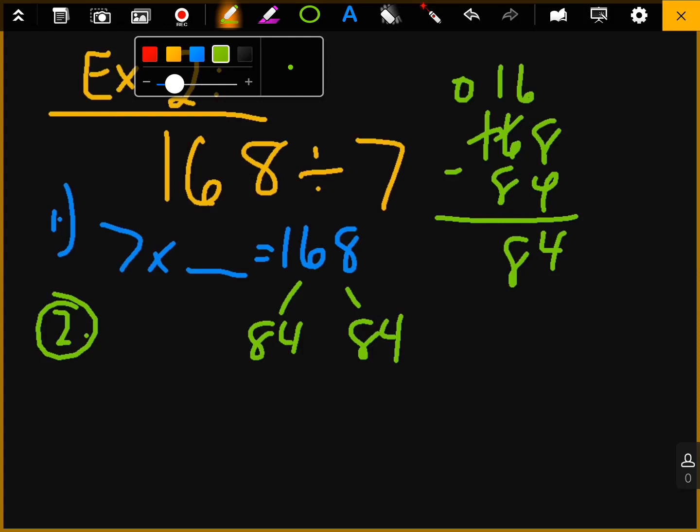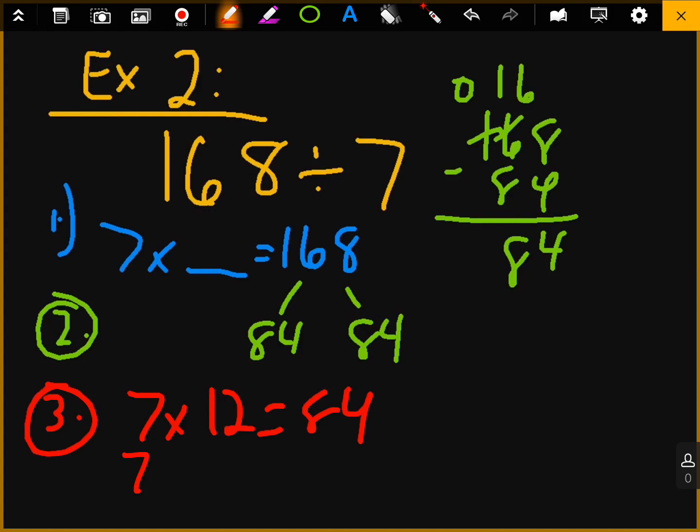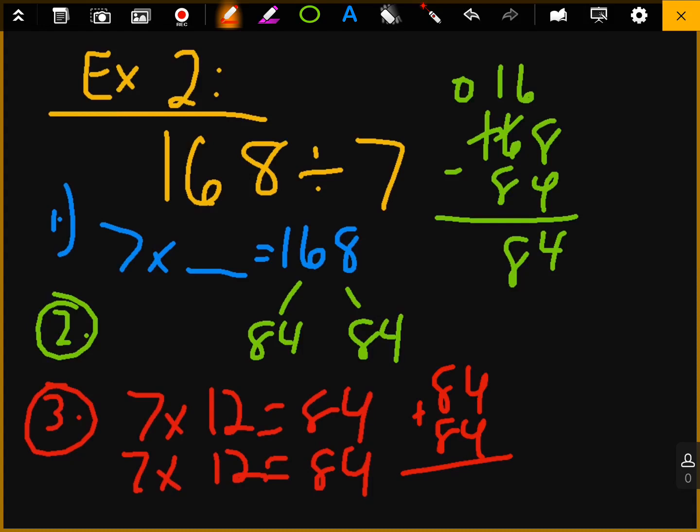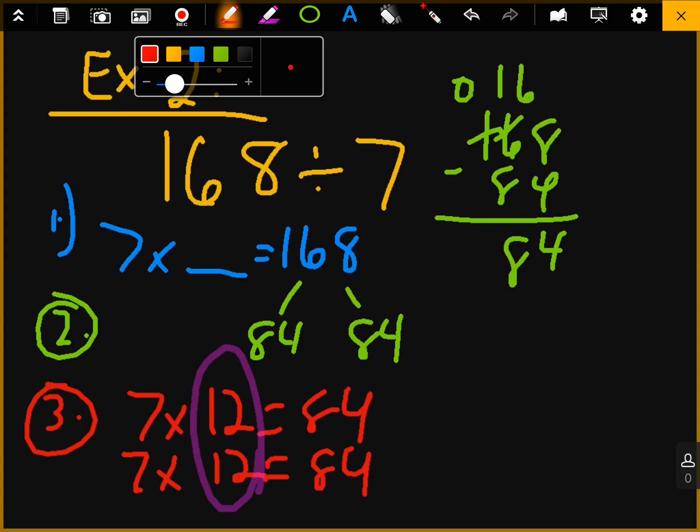Okay? Now, step 3 is to add the factors that we used. Well, I know for step 3, 7 times 12 equals 84. And you have to do that twice, right? So now we add 84 plus 84. And we get... Oh, I'm so sorry. No, that's not what we add. We add the factors that we use, not the product. And the factors that we used were 12 and 12. So 12 plus 12 is 24.